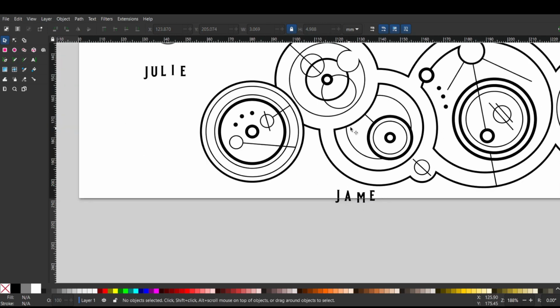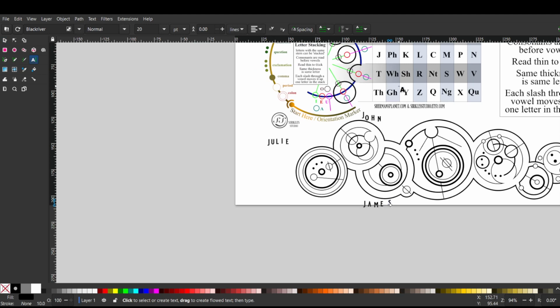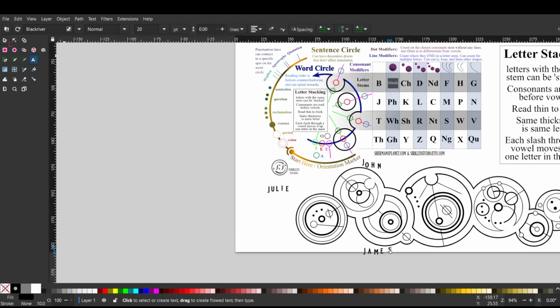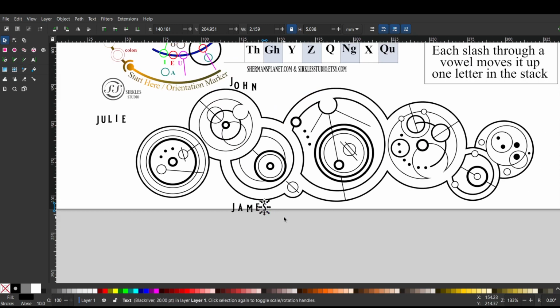And then our last letter is this shallow divot here, which would be the S. So shallow divot with 3 lines makes it an S. So that would be James.